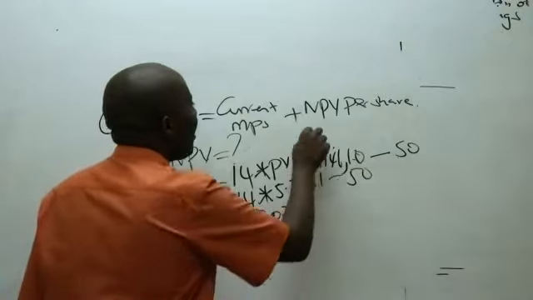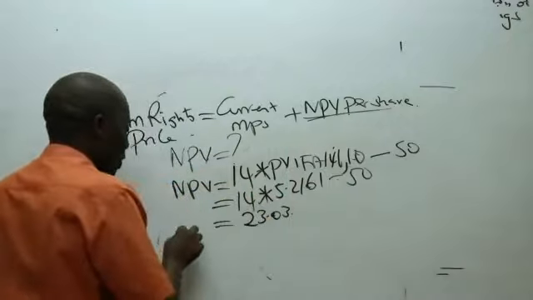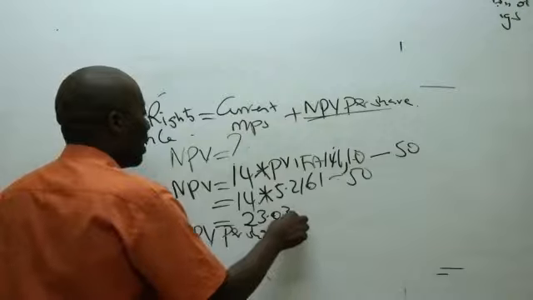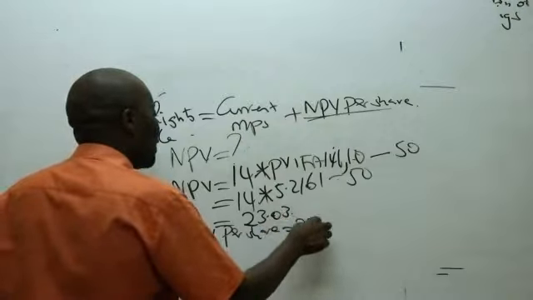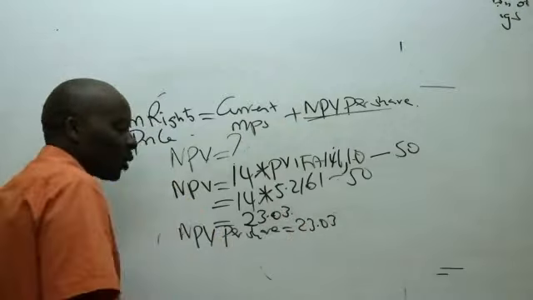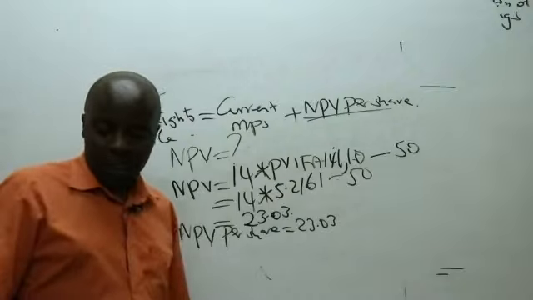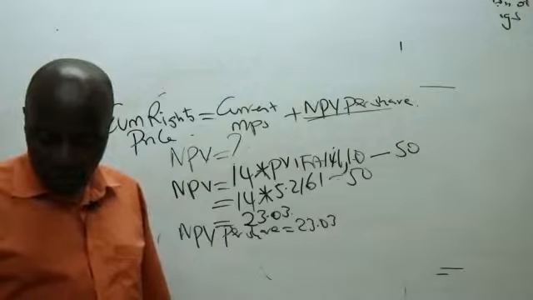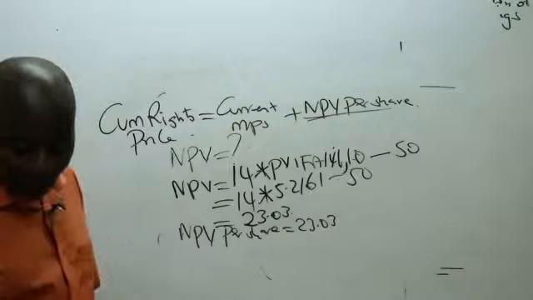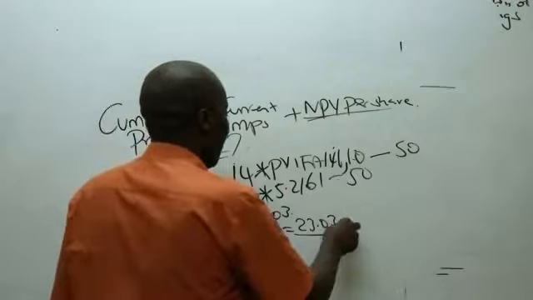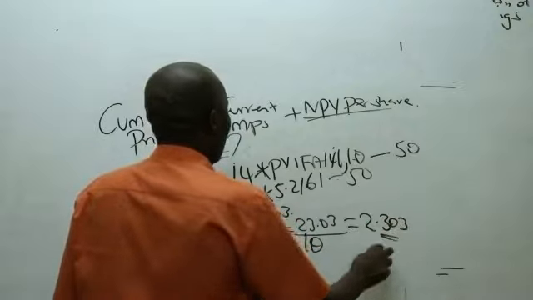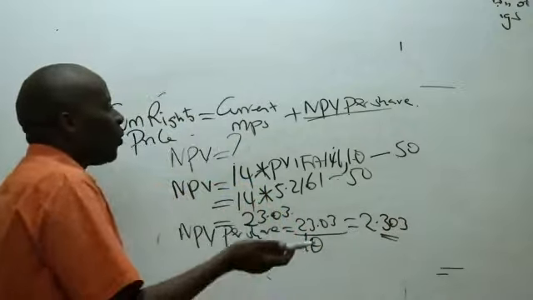23.03. But now remember here, what do they want? They want us to give them the NPV per individual share. Remember, these funds were to be invested in a project with how many shares in total? The company has 10 million shares. So divide this by 10 million. At the end of the day, it will be 2.303. And then you are at home and dry.